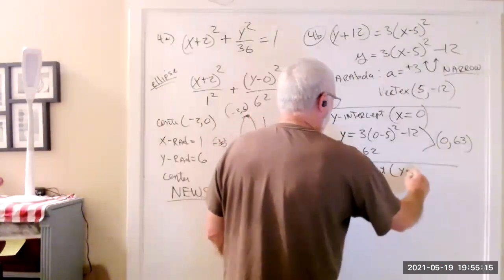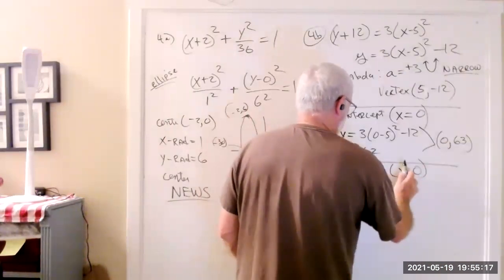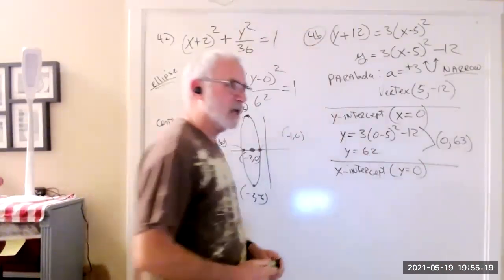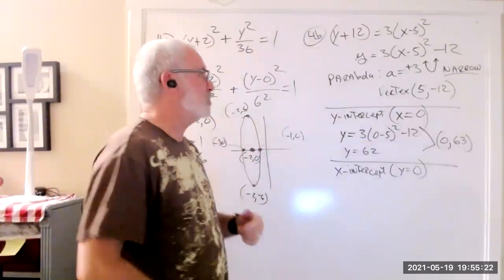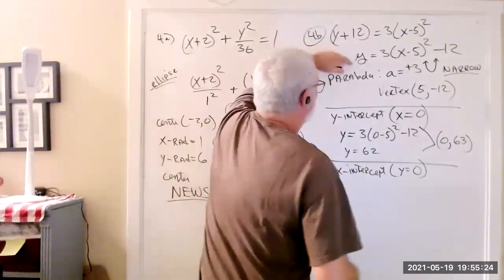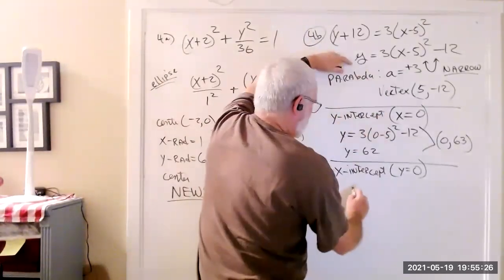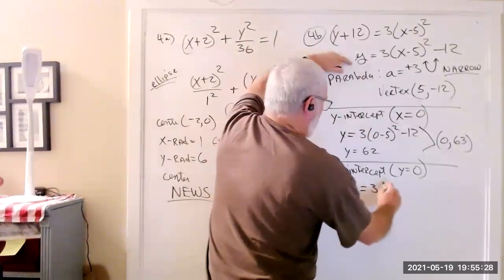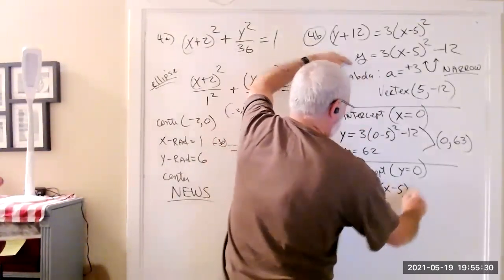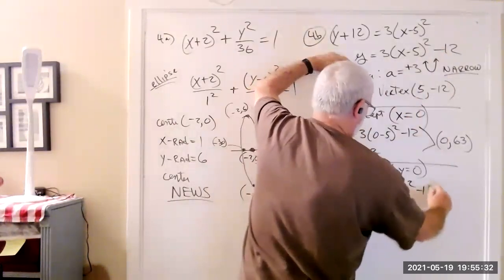Again, that means Y is 0. That has to be instantaneous. To find the X-intercept, you set Y equals 0. So we have 0 equals 3 times (X minus 5) squared minus 12.